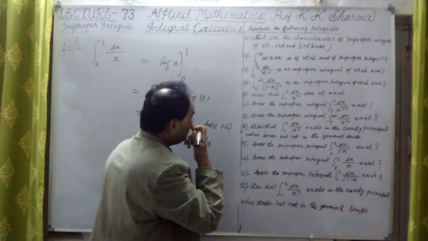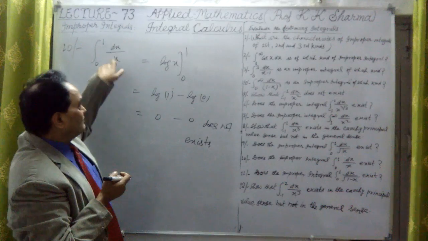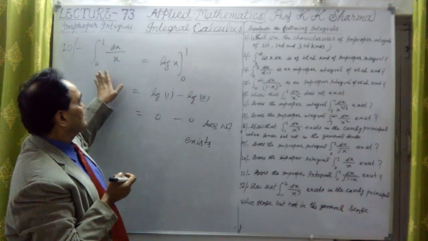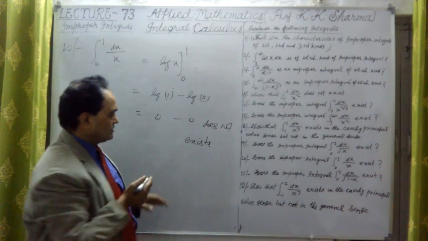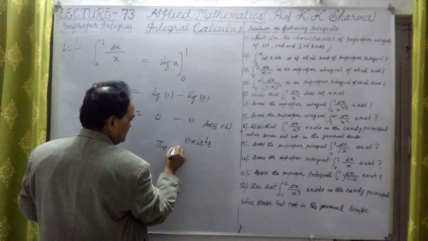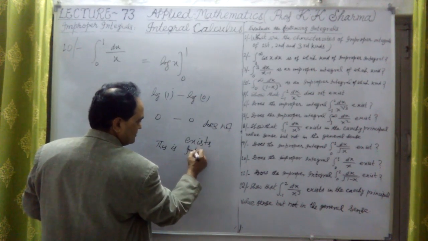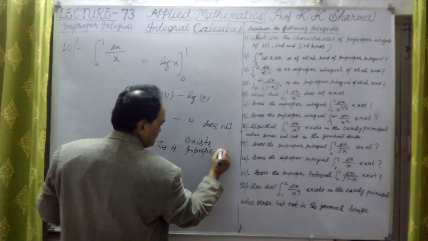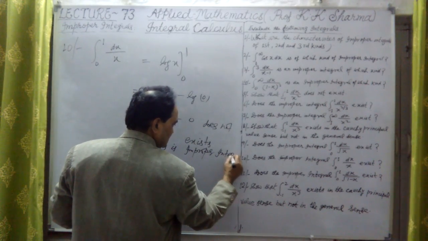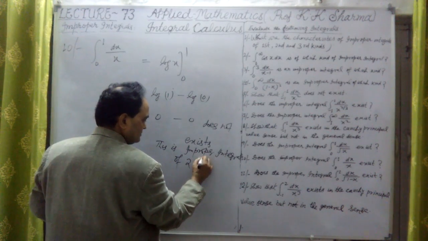So this is an improper integral of the second kind, because the integrand is unbounded while the limits are finite. This is an improper integral of the second kind. It does not exist.